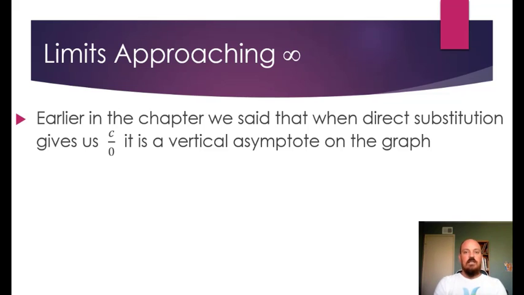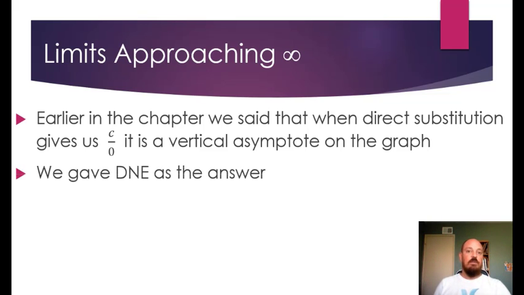So let me remind you guys of something back when we were doing limits analytically. We said if you're trying to do a limit and you tried your x substitution, you plug in your number for x and you get any constant over 0, anything other than 0 over 0, so you get like 5 over 0 or negative 20 over 0, something like that. We said on the graph, that represents a vertical asymptote.